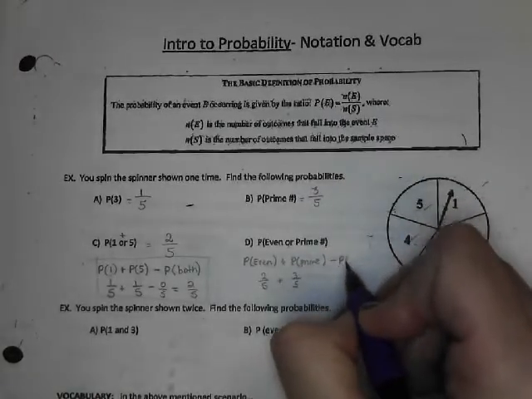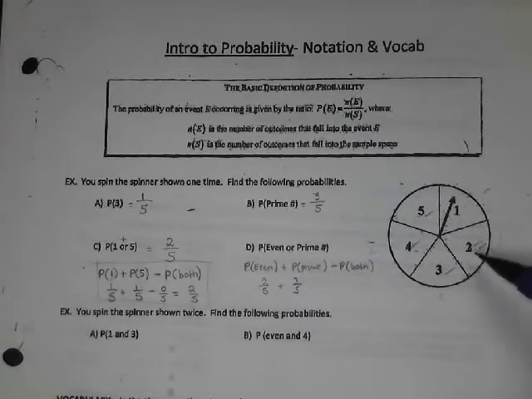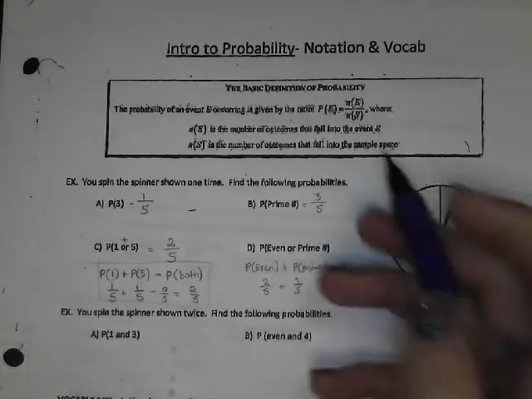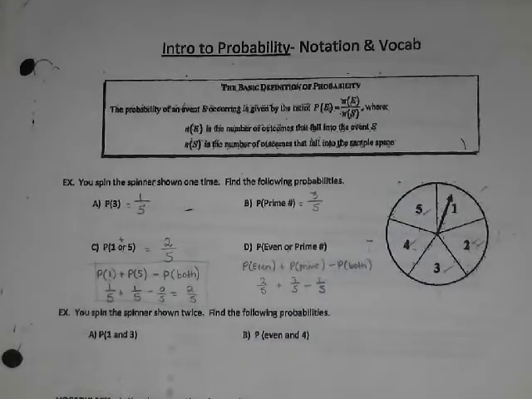So this is where we subtract the probability of both. So what numbers on there are even and prime? This one, 1 out of 5 of them. So we have to subtract off that 1 that we had double counted.